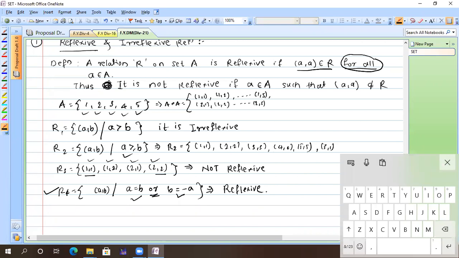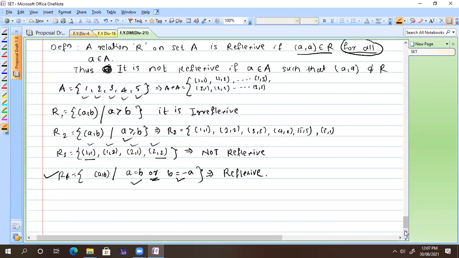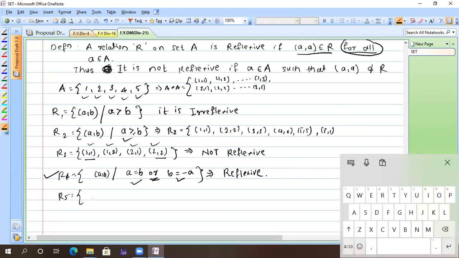Can I give you one more example to check whether it is reflexive or not? Okay, write down the next relation, R5. R5 is the relation of (A, B) such that A plus B is less than or equal to 3. Is it reflexive or not?